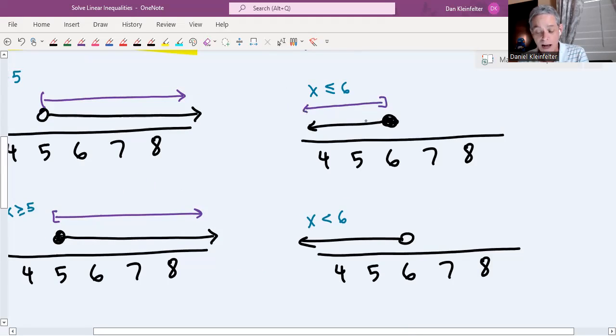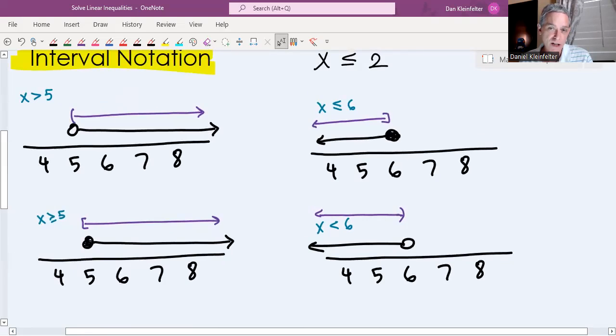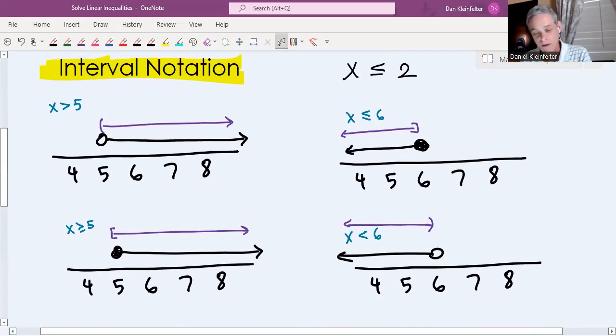We'll have a right square bracket and then an arrow pointing to the left for the numbers less than or equal to 6. And then finally, for the numbers less than 6, there will be a round parenthesis on the 6 and an arrow pointing to the left. So square bracket for inclusion, like the solid circle, and round parenthesis for non-inclusion, like the hollow circle. This parenthesis and bracket notation is useful when you get around to actually doing interval notation, which is right now.